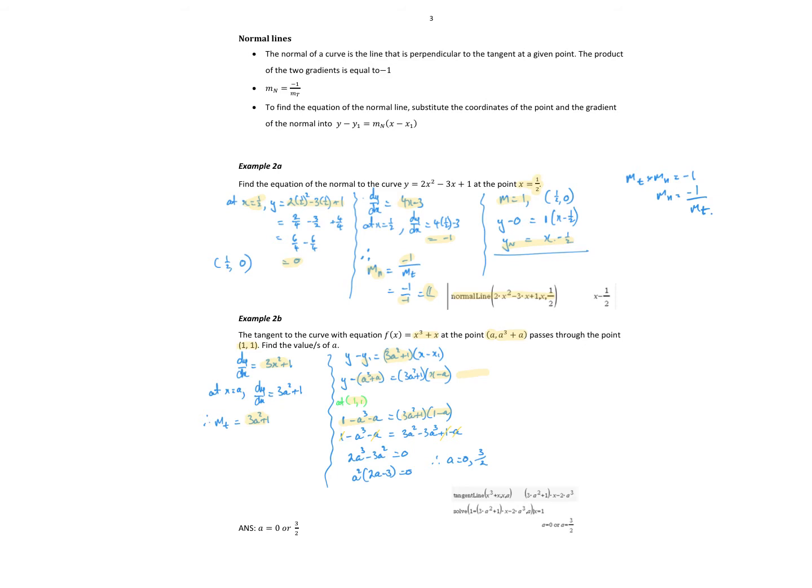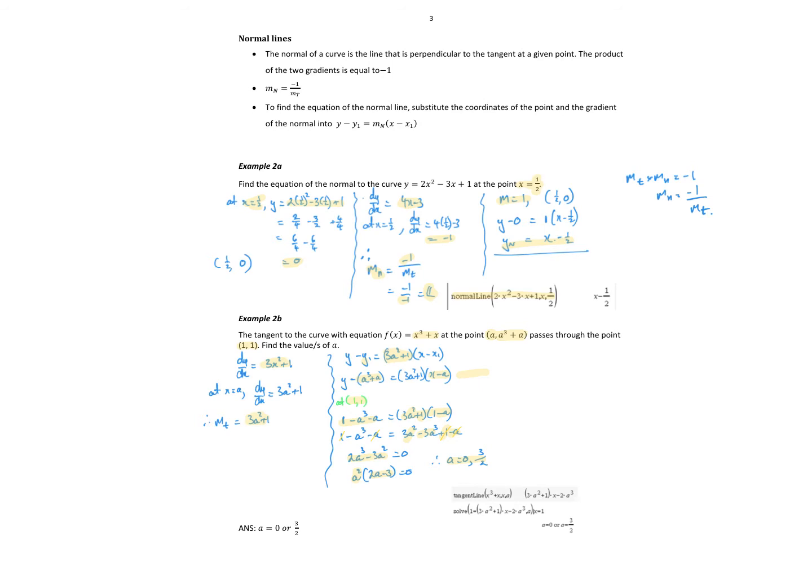Carefully expand all the brackets. So 3a squared times 1, 3a squared times minus a, 1 times 1, 1 times negative a. And then a couple of values cancel out there to leave me with 2a cubed minus 3a squared equal to 0. I want to find the a value that makes that true, so I've got to factorise that. If I take an a squared out the front, I get 2a minus 3 equal to 0. And so my two solutions are a equal to 0 and a equal to 3 on 2.